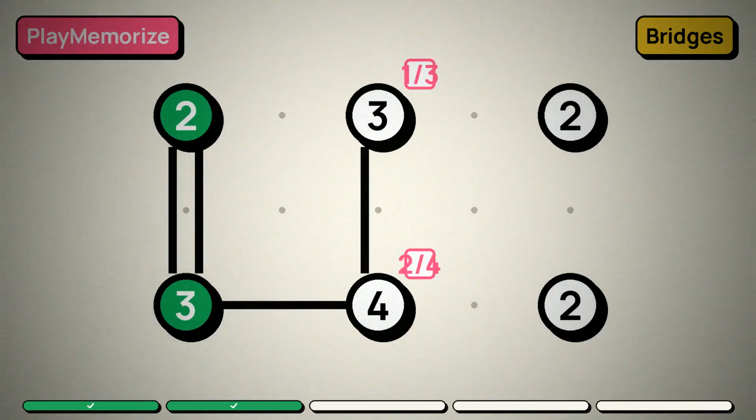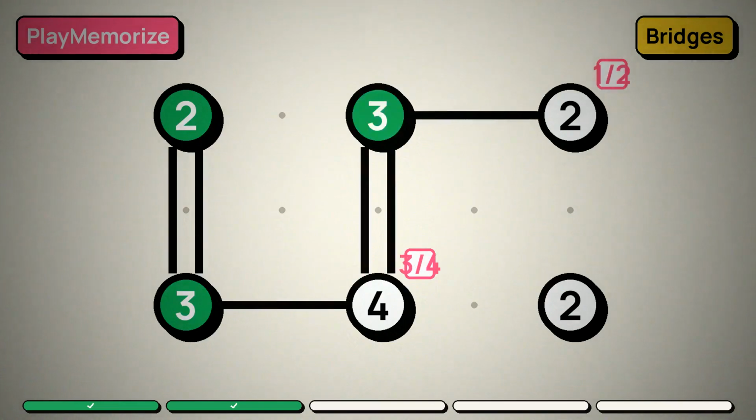Up top, the middle 3 sends a bridge straight down to that same 4. A second line doubles it, so those 2 islands now share 2 bridges. The middle 3's last bridge runs sideways to the 2 on the top right.